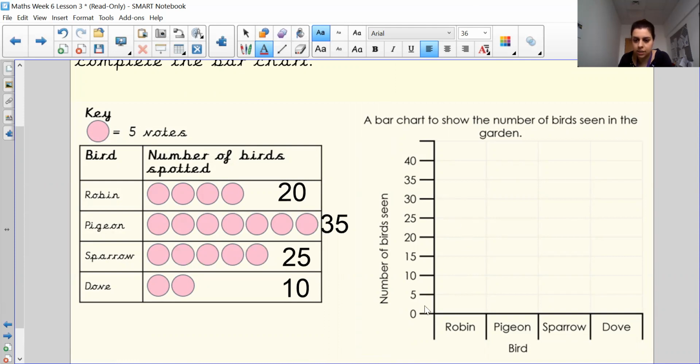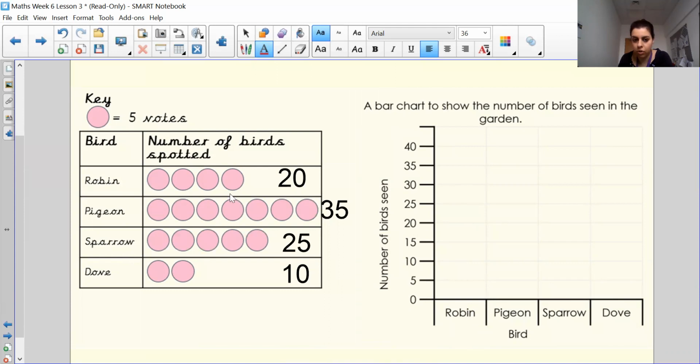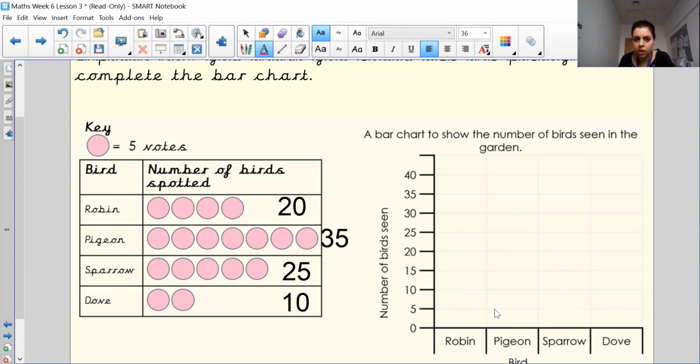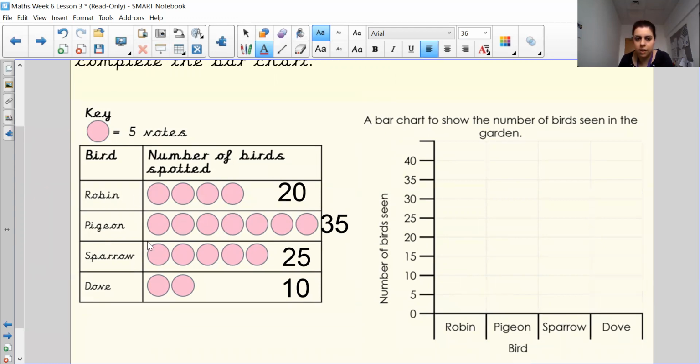That's our y-axis. And at the bottom here, this is called the x-axis, and we've got the categories of birds. We've got robin, pigeon, sparrow, and dove, and that is titled birds. So we can now use this information to draw our bar graph. A bar chart is when we have bars instead of pictures or circles, so we're going to draw our bars to help us.